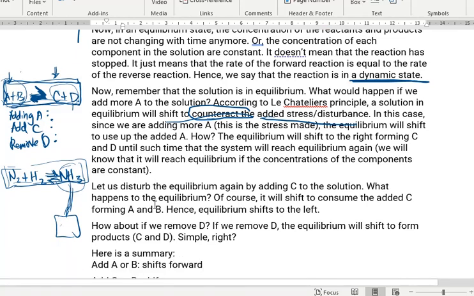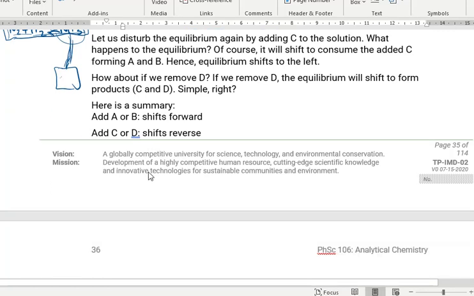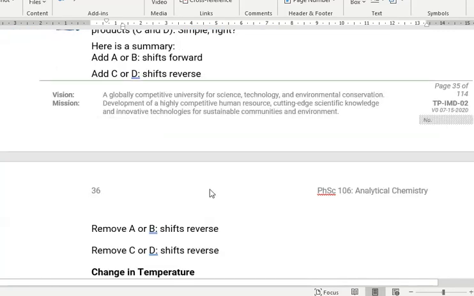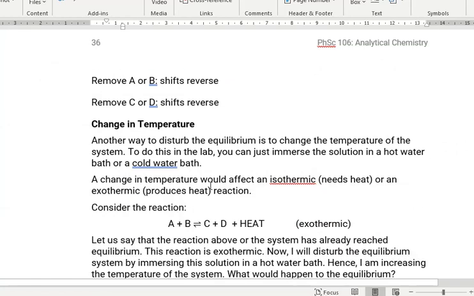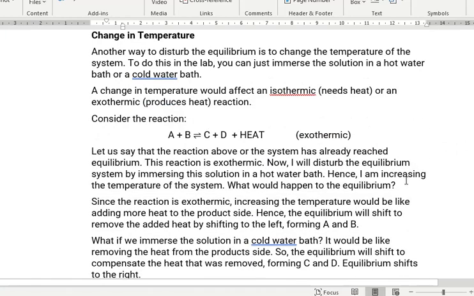So next, I hope you understand how. Okay, so there is a summary written in your module class. So next is the change in temperature. Now, another way to disturb the equilibrium is to change the temperature of the system. In the lab, you can just immerse the solution, the equilibrium system, in a hot water or cold water bath. Okay, that's how you do that in the lab.